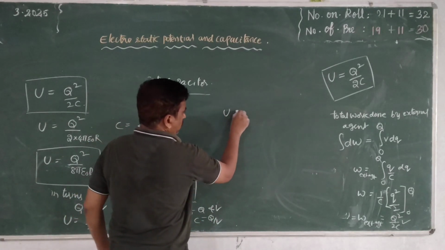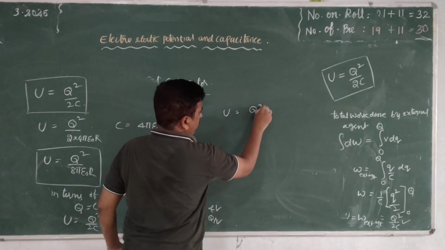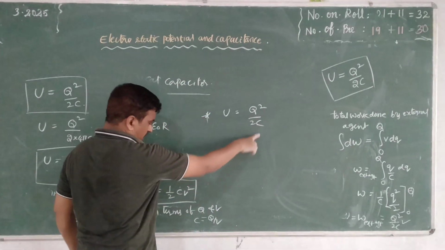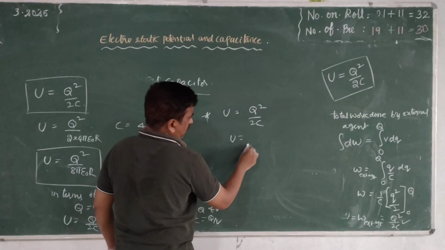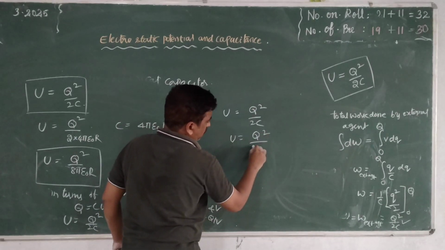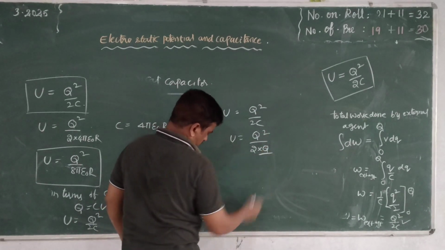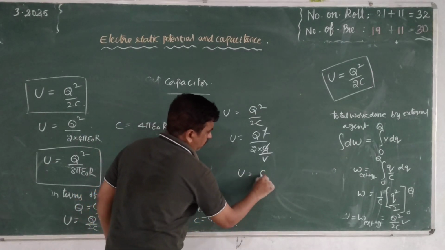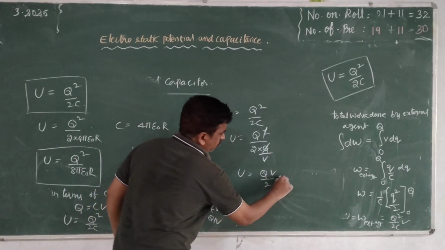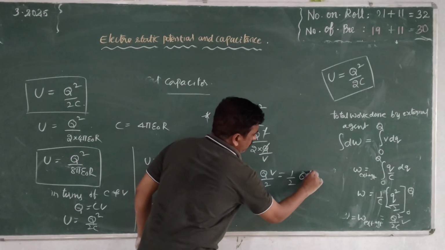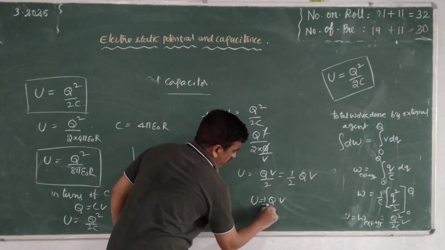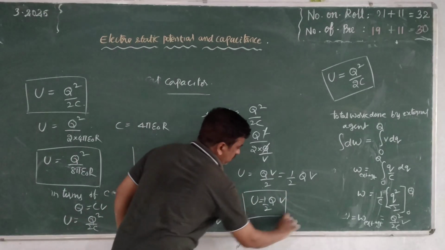u equal to q square by 2c. Instead of c we can write q by v. So u equal to q square by 2 into q by v. So q cancels, what do we get now? U equal to qv by 2, that is 1 by 2 q into v. So u equal to 1 by 2 into qv. This is one more formula.